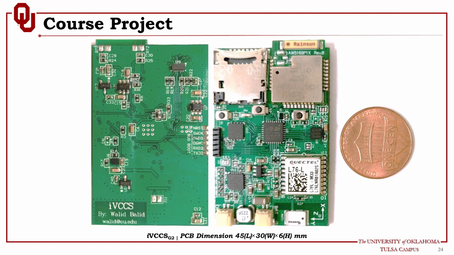This is the top side of the board. Here you have the power connector, the antenna, the GPS module, the wireless transceiver, the micro SD card, and other components on the board as well. So this is 1 cent. If you are not familiar with the cent, this is 19 millimeters in diameter. So this sensor is basically 45 millimeters long, 30 millimeters wide, and only 6 millimeters thick. These are very small components. You can put it on your finger.